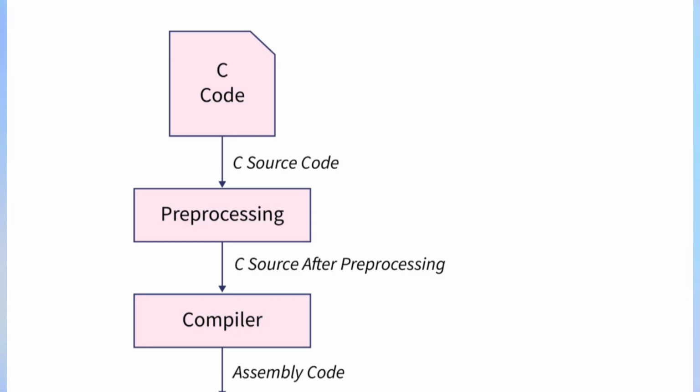It's another code. C code goes to the preprocessor. The C source code goes to the preprocessor, which processes the source file and transfers it to the compiler. The compiler converts it to assembly code. This is how to execute the C program, the execution steps.